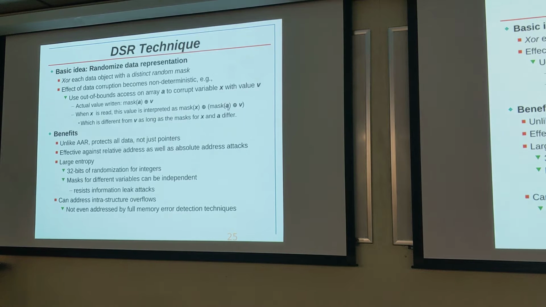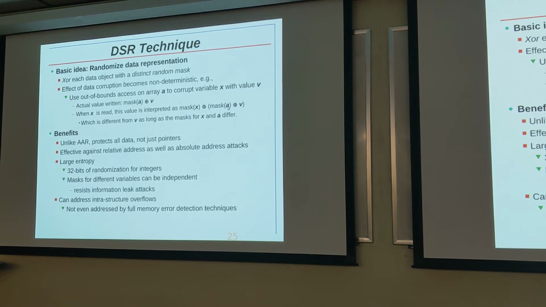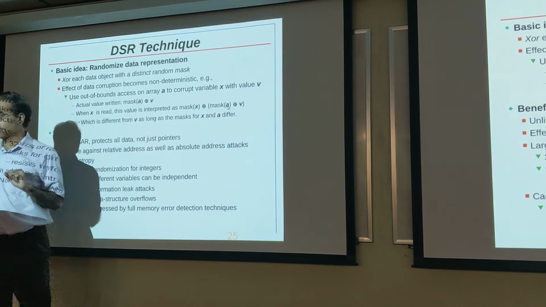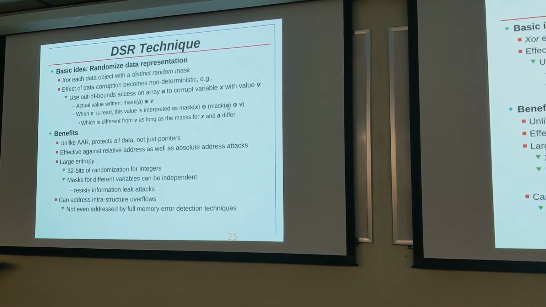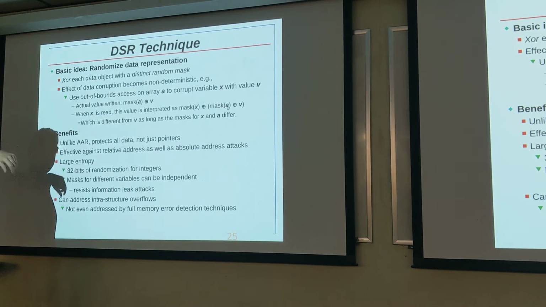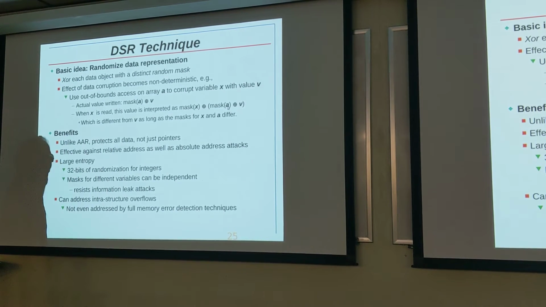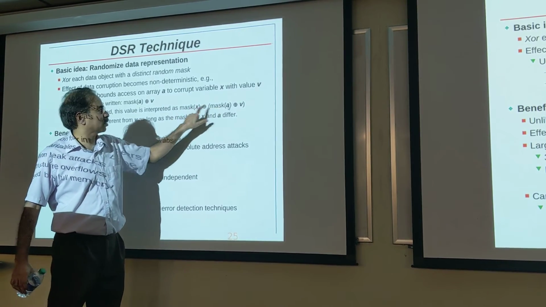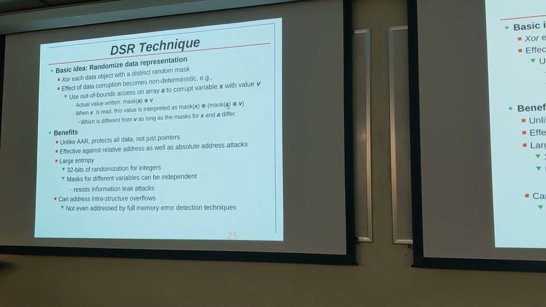Each variable has its own mask. That means each variable's bit-level representation in memory is going to be different. Each time you write that variable, you do this XOR and then write. Whenever you read that variable, you XOR it again with the same mask. Because of the properties of XOR, if you read and write in a legitimate way, then the two masks will be the same, they will cancel out, and you'll end up with the original value B.